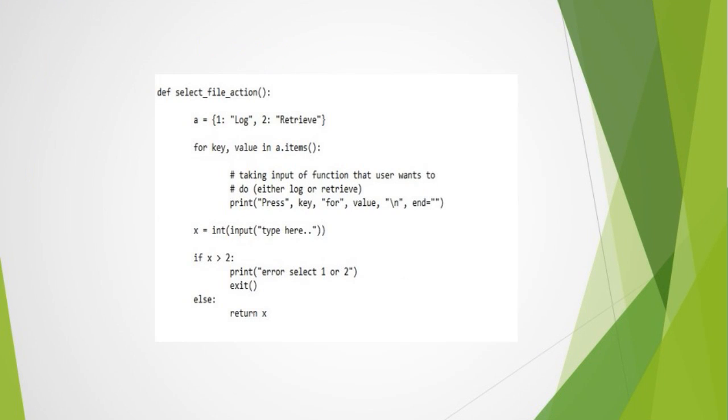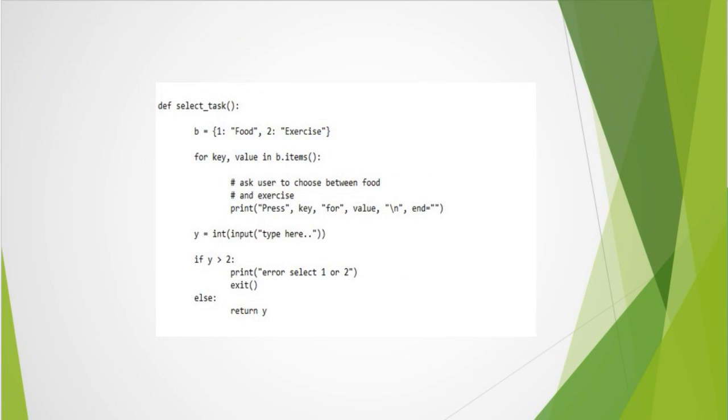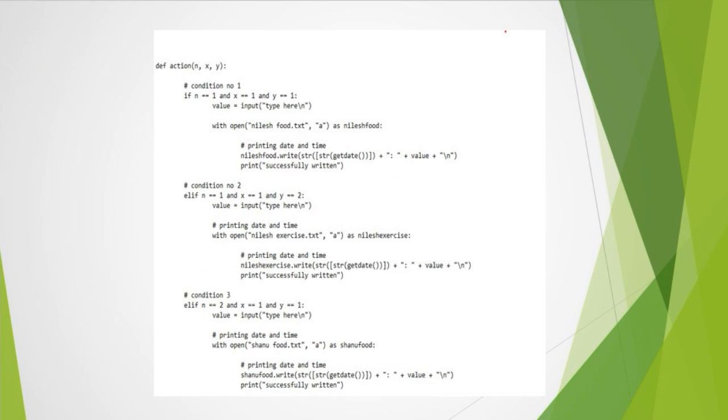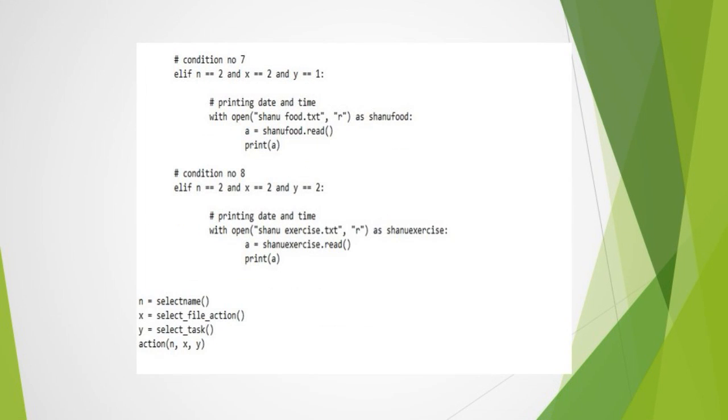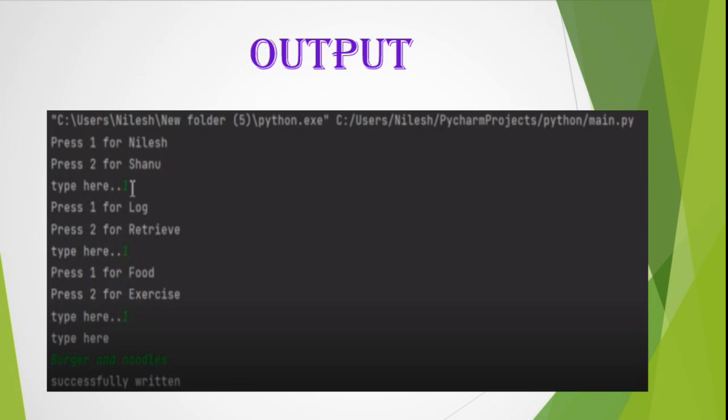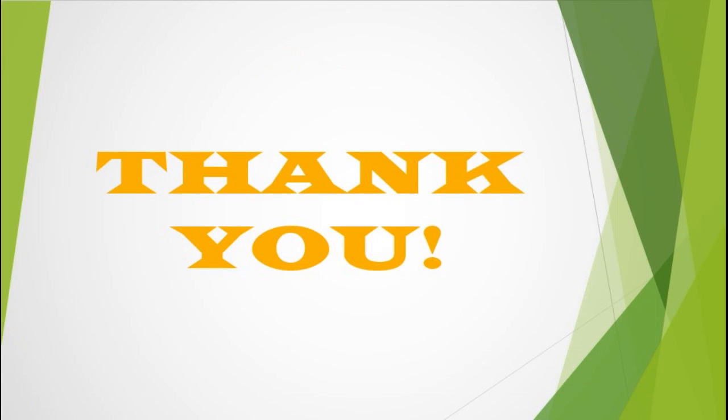Then moving on, here is our code snippet. As you can see in this code, we use all the functions as mentioned earlier. And at last, here is our output of the project. You can see here we save Nilesh's food, and if you also want, we can write the calories he intakes or along with the time.